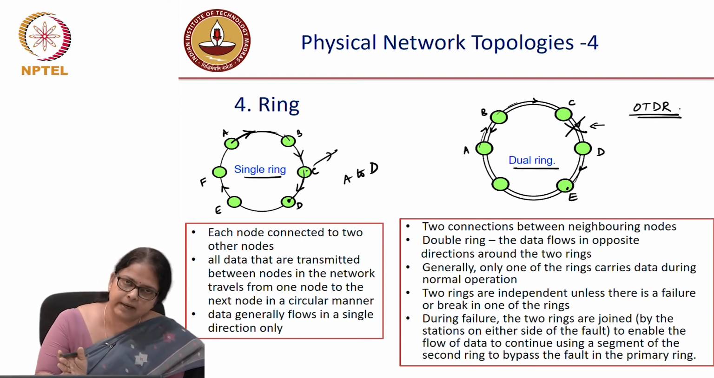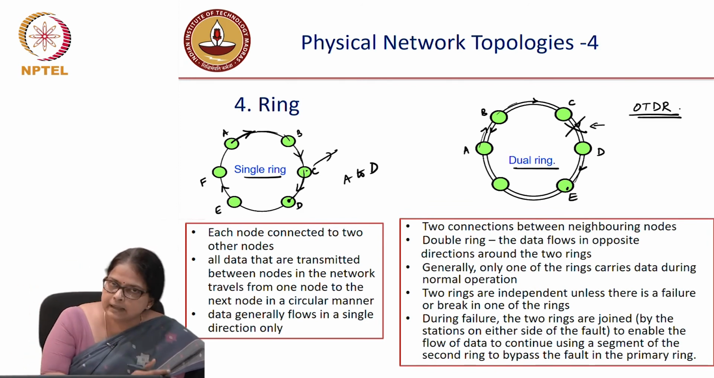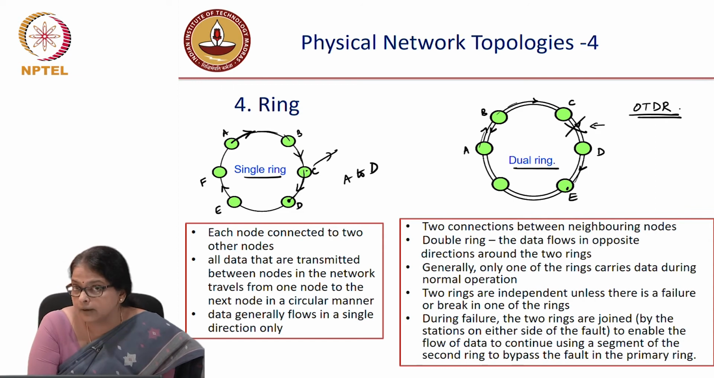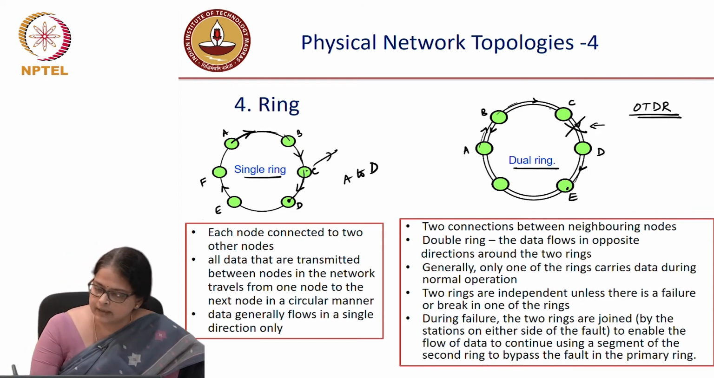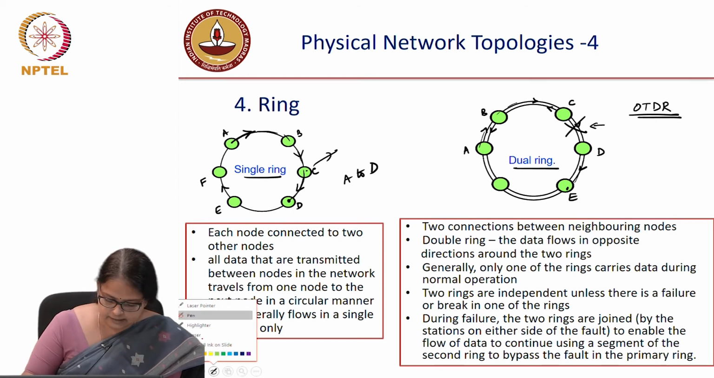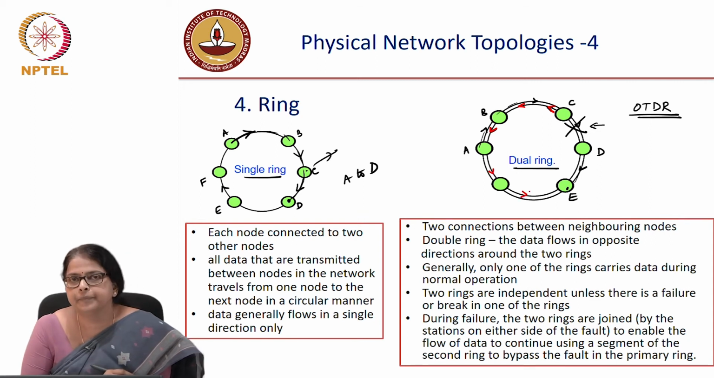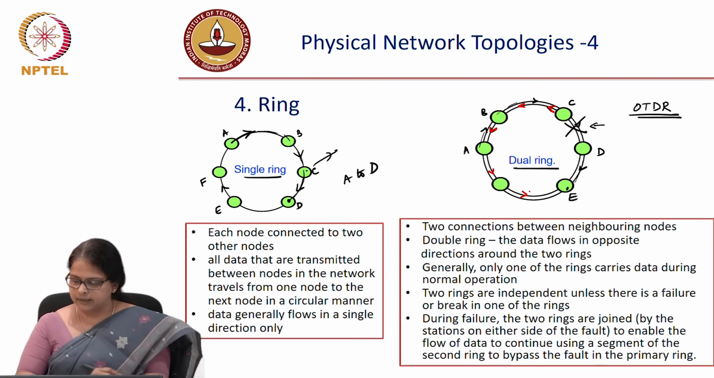So, if there is a fiber break, light from the point at which the fiber is broken will get reflected back, and that reflected light is captured by this node, and the node can always establish that there is a fiber cut. Whenever there is a fiber cut, the node recognizes it, and the data gets redirected through the protection fiber, and then it reaches the destination, which is E, through the protection fiber. So, this is the advantage of dual ring architecture.